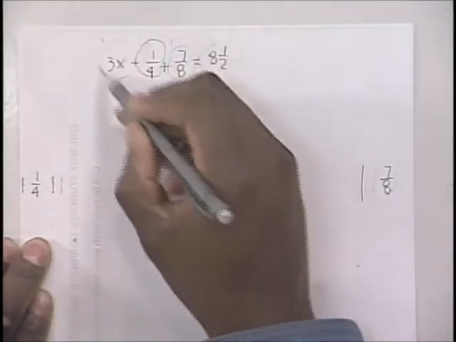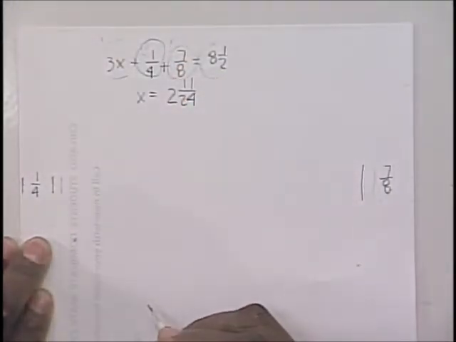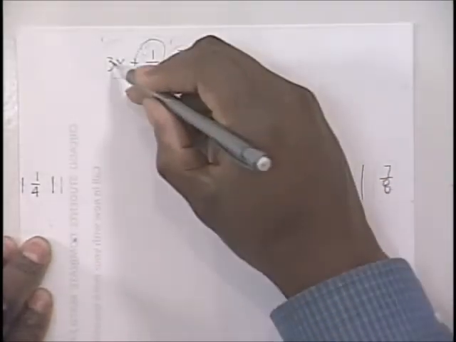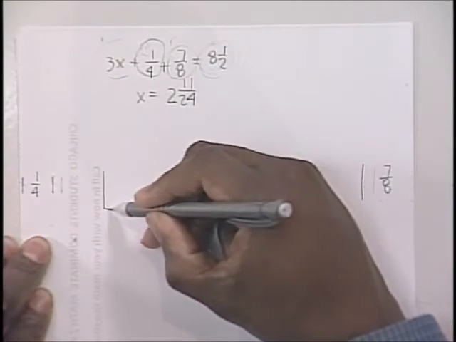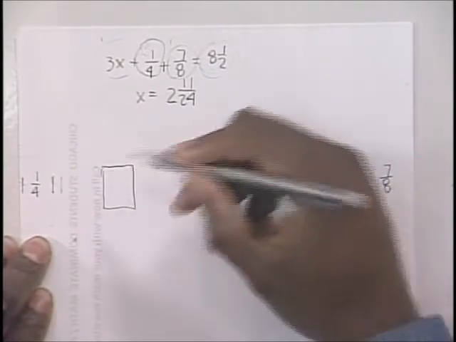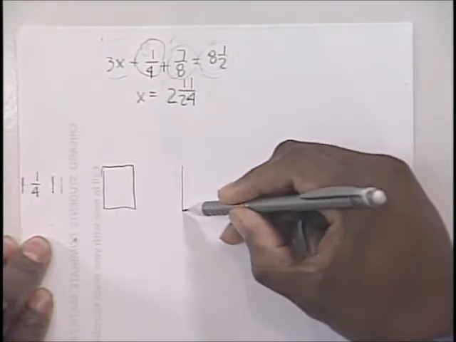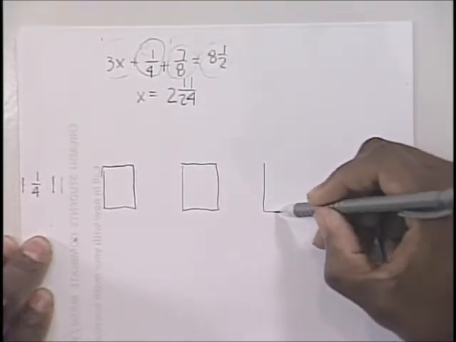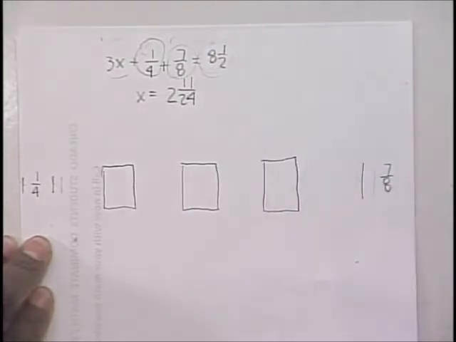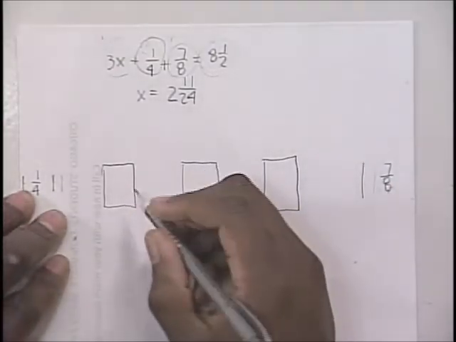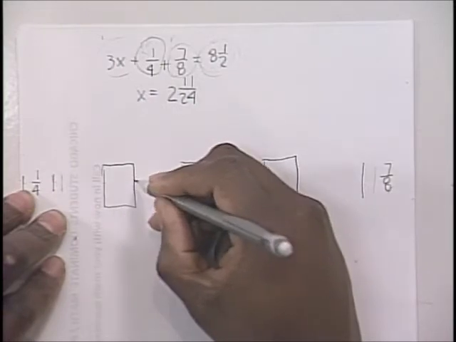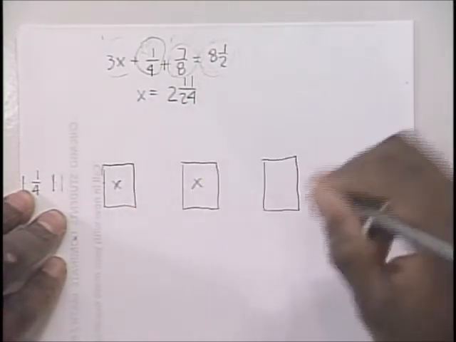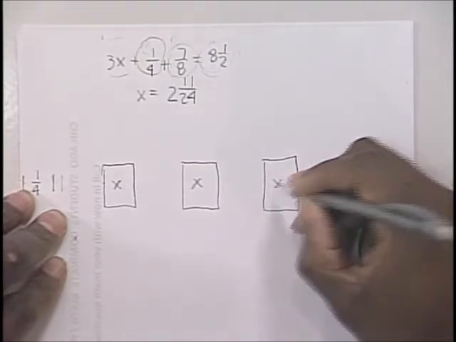Now, what does this 3x represent? Well, this 3x represents the pictures. Let's say we have 3 pictures. Let's say we have a picture here, a picture here, and a picture here. Let's call the width of this picture x. Let's call the width of this picture x. And let's call the width of this picture x.